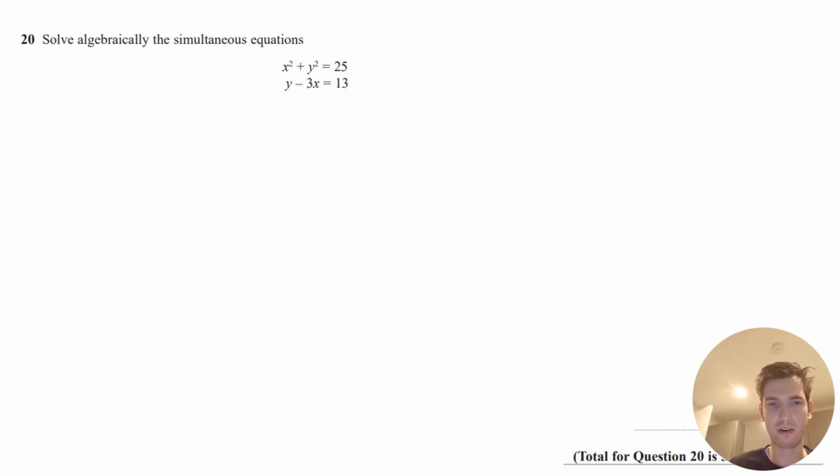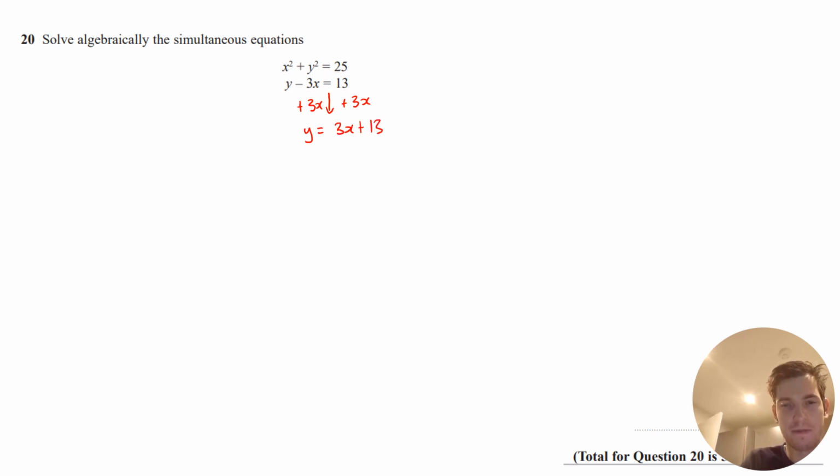Okay, next question. Solve algebraically the simultaneous equations. Okay, this is good. I know how to do this. We're actually going to do a revision lesson on this because when this comes up, it's worth a lot of marks and it's a process that we can just learn what to do. So in case you don't remember, the first thing I need to do is take my linear equation and make y the subject. So add 3x to both sides. Y equals 3x plus 13.